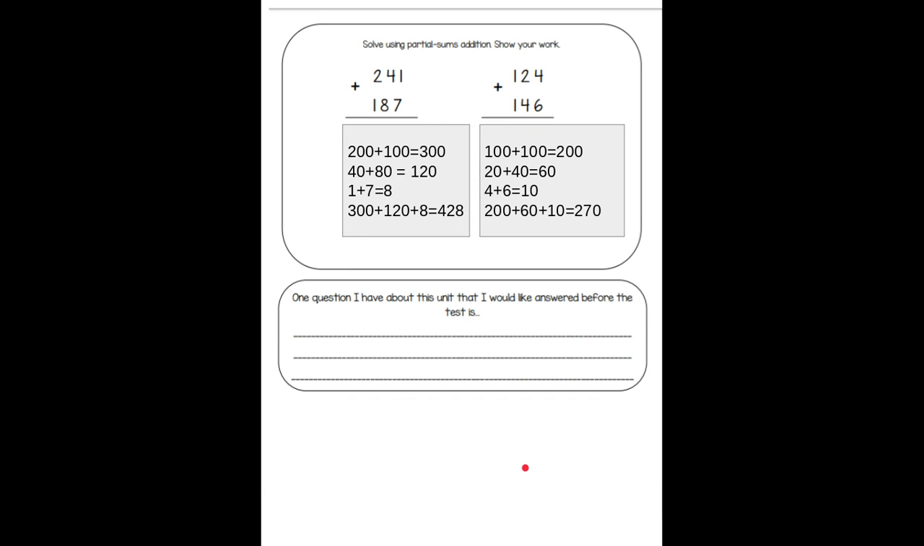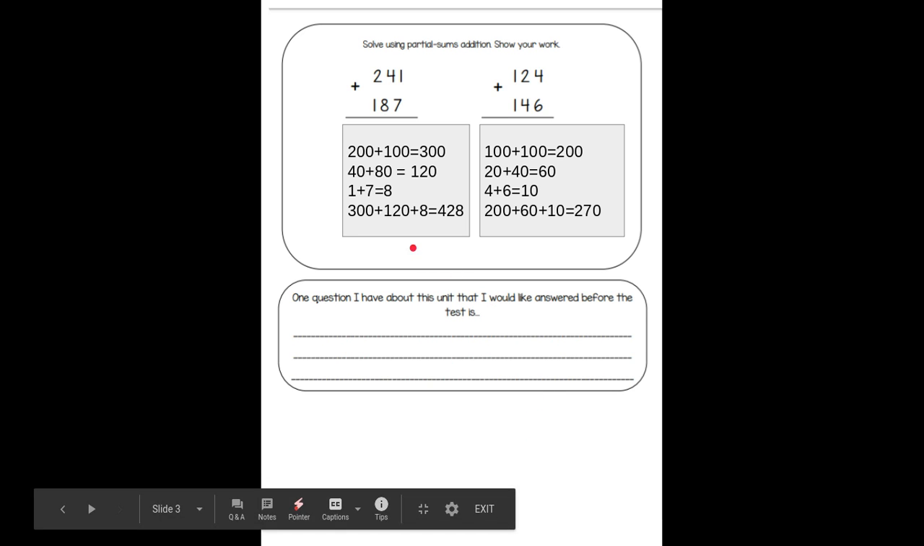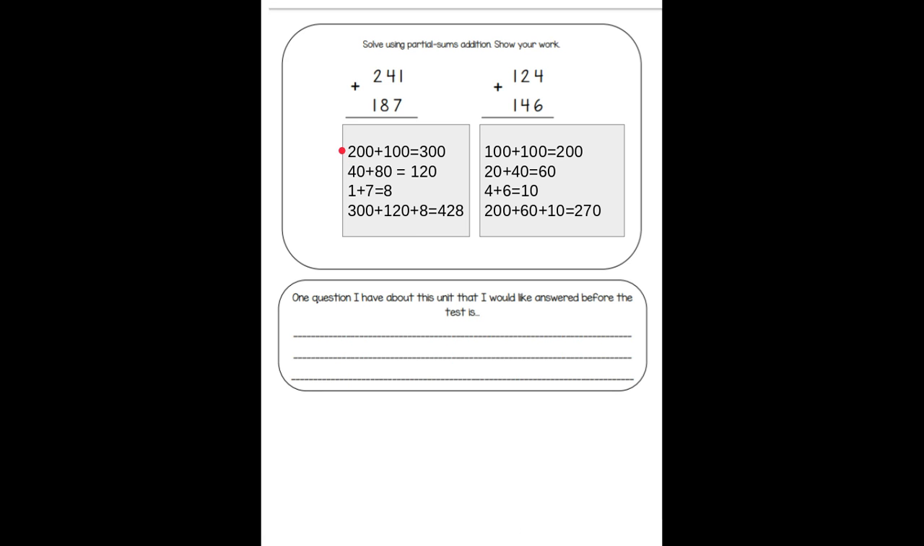And for our last two, some big numbers here, but if we use partial sums, we break them into their parts, it's going to be a lot easier for us. So for our first one, we start with our hundreds. 200 plus 100, 300. Then we move to our tens. 40 plus 80, 120. Then we move to our ones. 1 plus 7 equals 8. Now we're going to bring all those together. Our hundreds, our tens, and our ones. 300 plus 120 plus 8. So 300 plus 100 is 400. Plus 20 is 420. 420 plus 8 is 428.